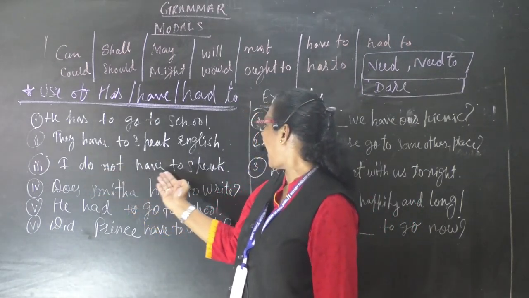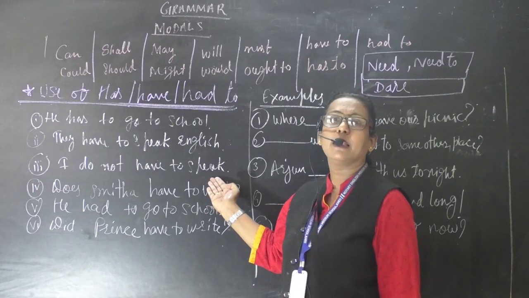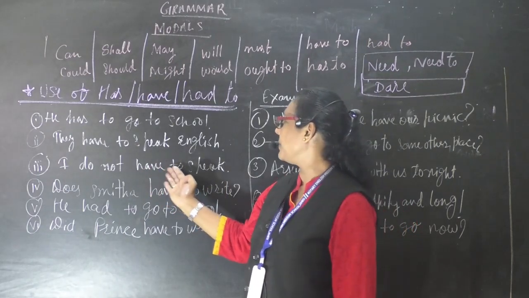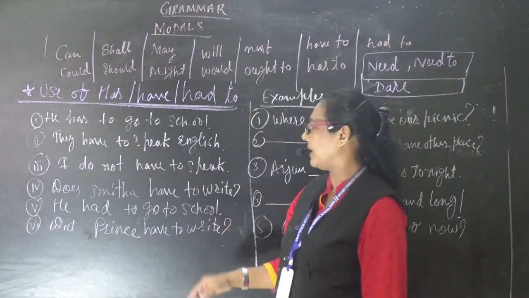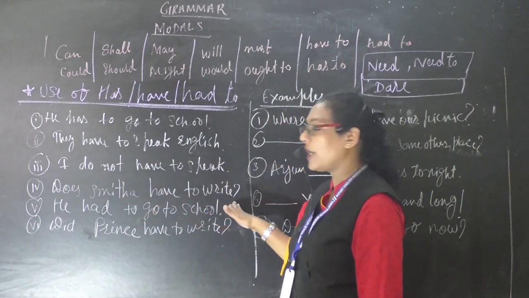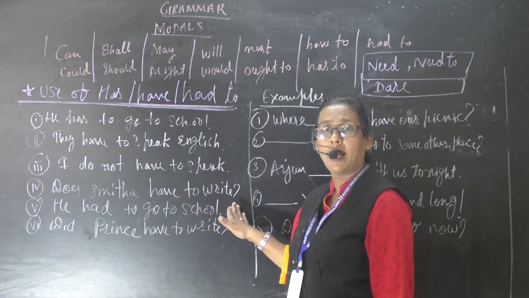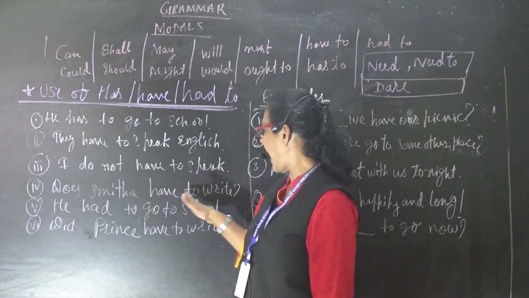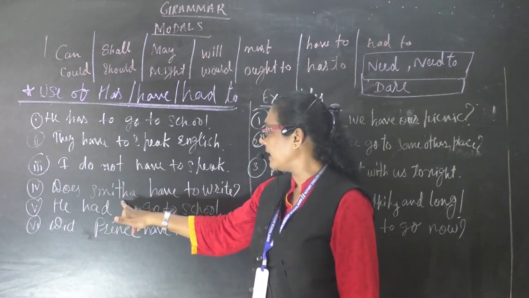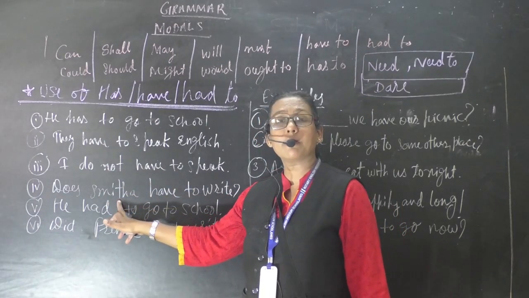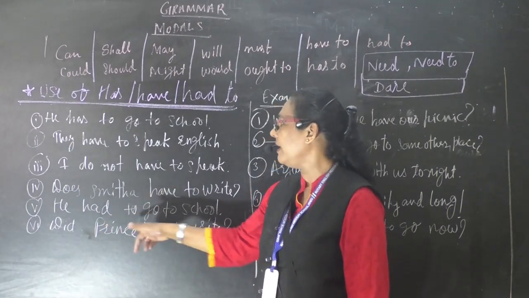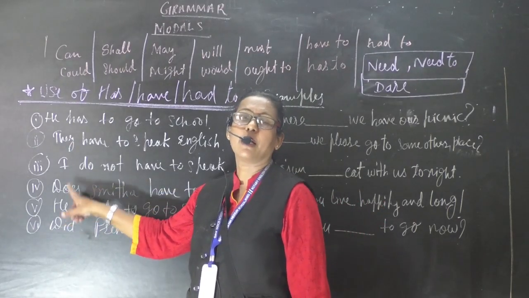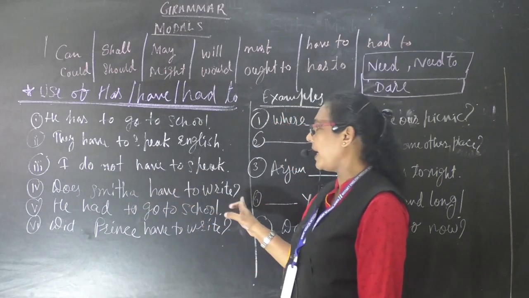I do not have to speak. In the negative also, have to. I do not have to speak. Does Smita have to write? Smita ko likhna hai. See, does Smita have to write? Even though we have written Smita, which is singular, we have written does here. Does Smita have to write?